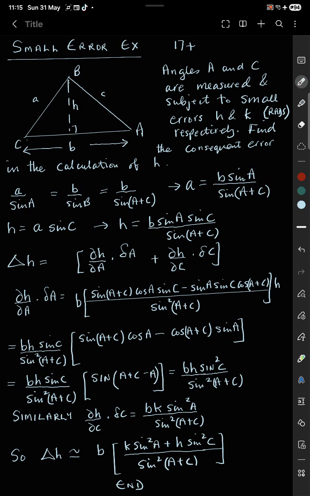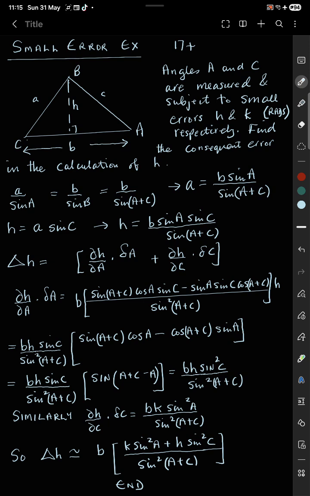Now, from partial differentiation, the total error in H, delta H, will equal the bracket of partial dH/dA times delta A, delta A being h, plus partial dH/dC times delta C, delta C being k.